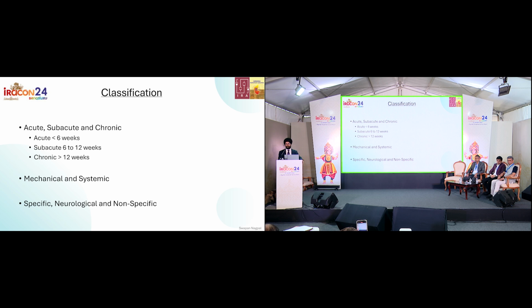Back pain can be classified in various methods, the most common being acute, subacute, and chronic. Acute, as I said, most of them recover themselves. It can also be mechanical or systemic. Systemic, mainly infections, neoplastic or inflammation, and specific neurological and non-specific.